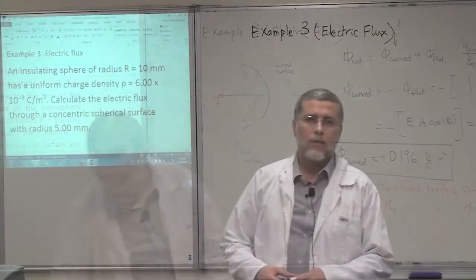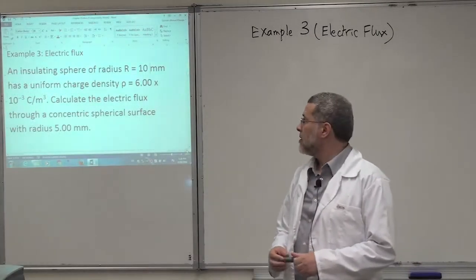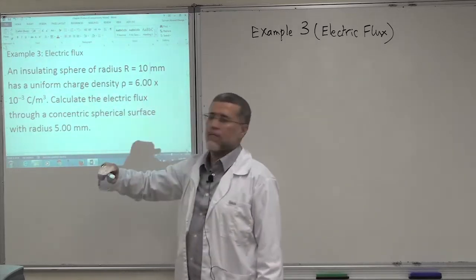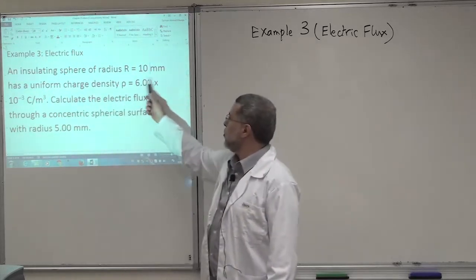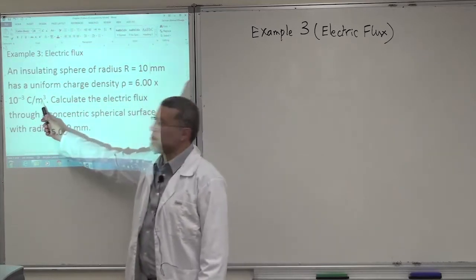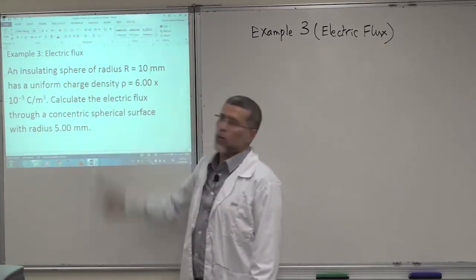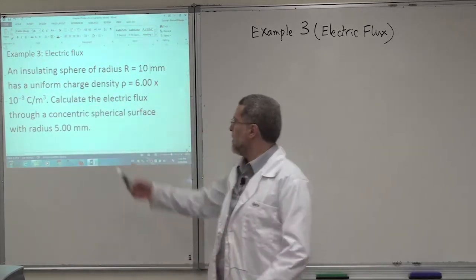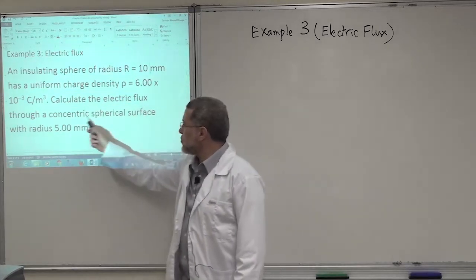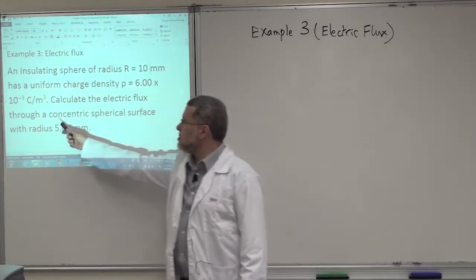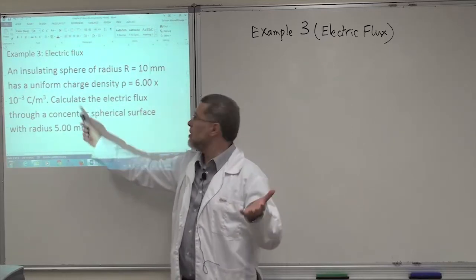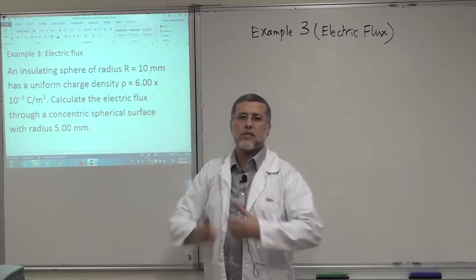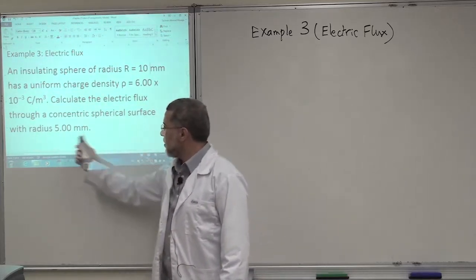Another example related to electric flux. It says an insulating sphere of radius 10 millimeter has a uniform charge density rho of 6 times 10 to the power minus 3 coulomb per meter cubed. As you can see, it's rho because we are talking about an insulating sphere, and it is a three-dimensional problem. Calculate the electric flux through a concentric spherical surface. Concentric means they have the same center, the sphere and this spherical surface. The concentric spherical surface has a radius of 5 millimeter.